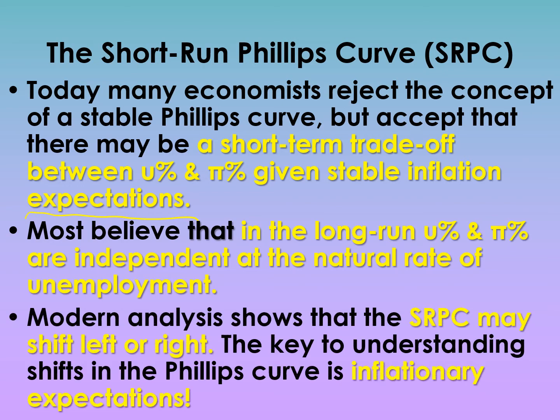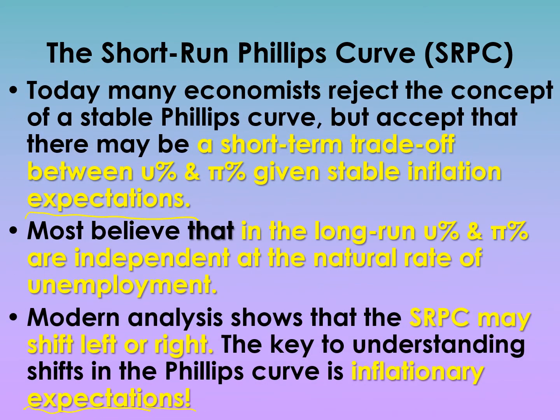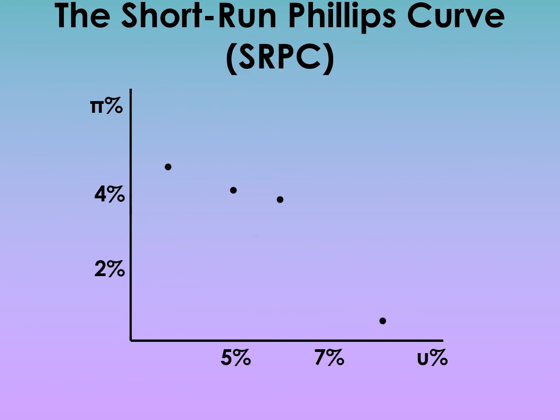Okay. Now, modern analysis shows that the short-run Phillips curve may shift left or right. And the key to understanding this is changes in inflationary expectations, right? There's that word expectations again. Like I said, expectations are going to be key here. So let's take a look-see at what I mean by all this, because I'm sure you're feeling a little bit confused.